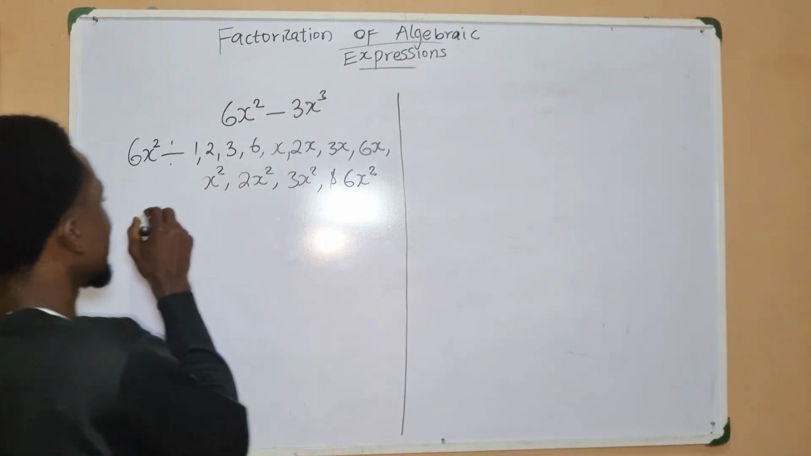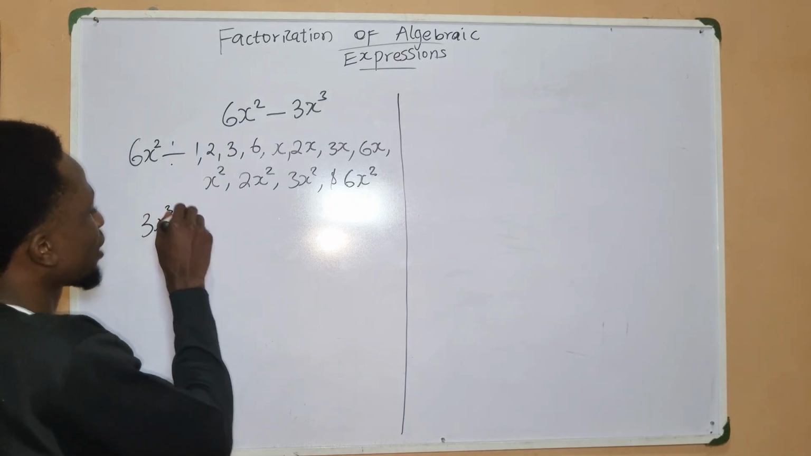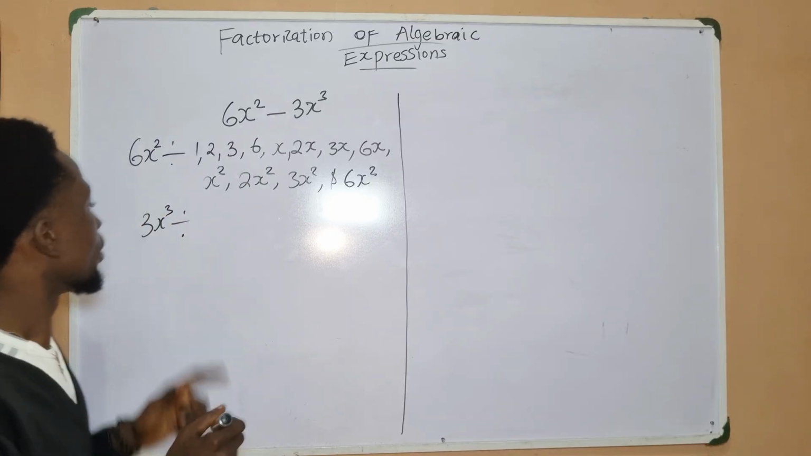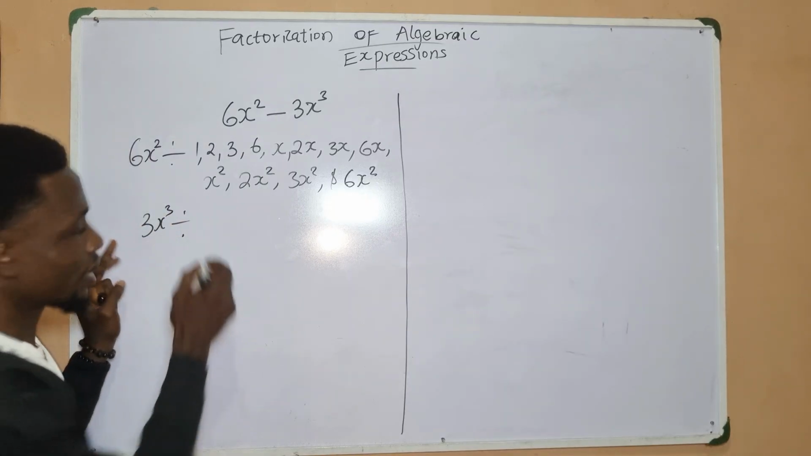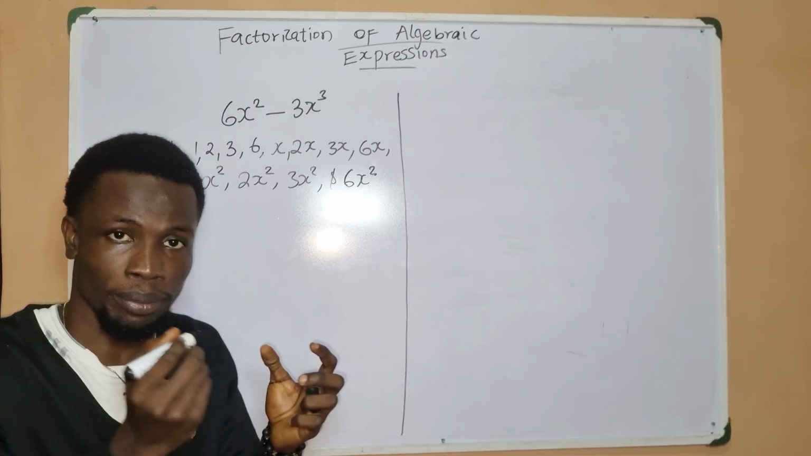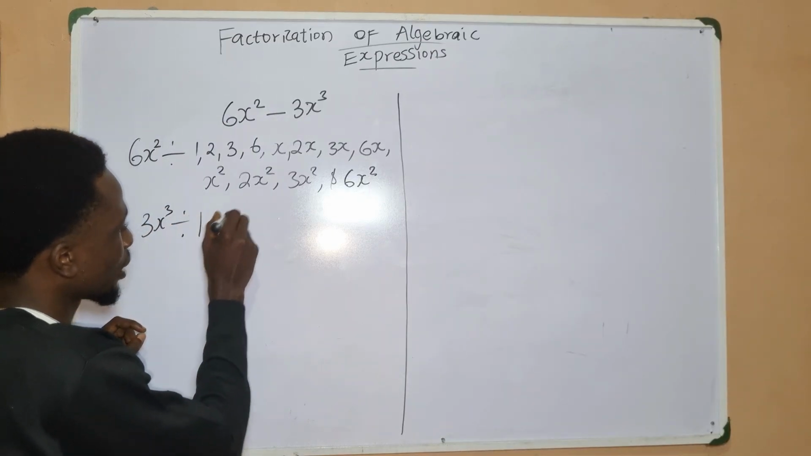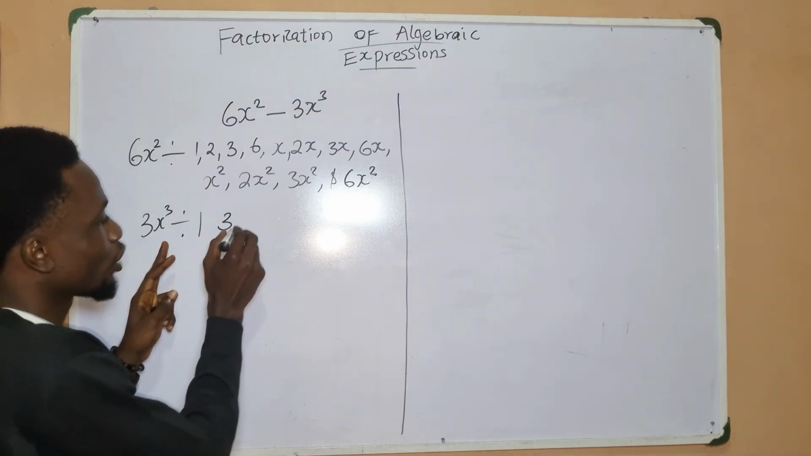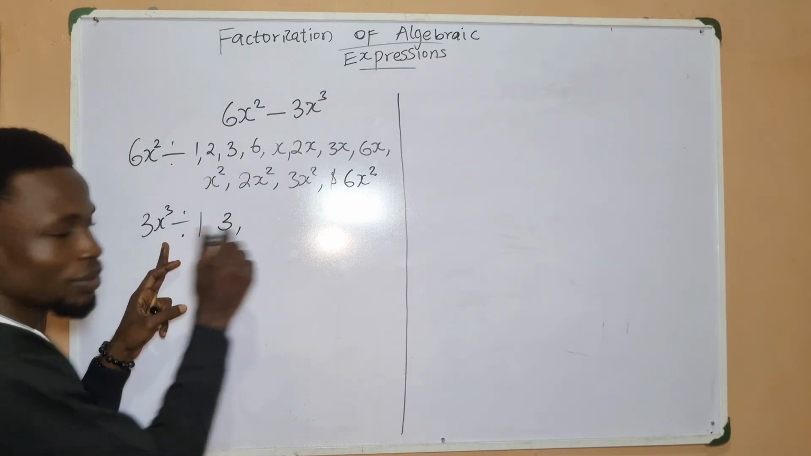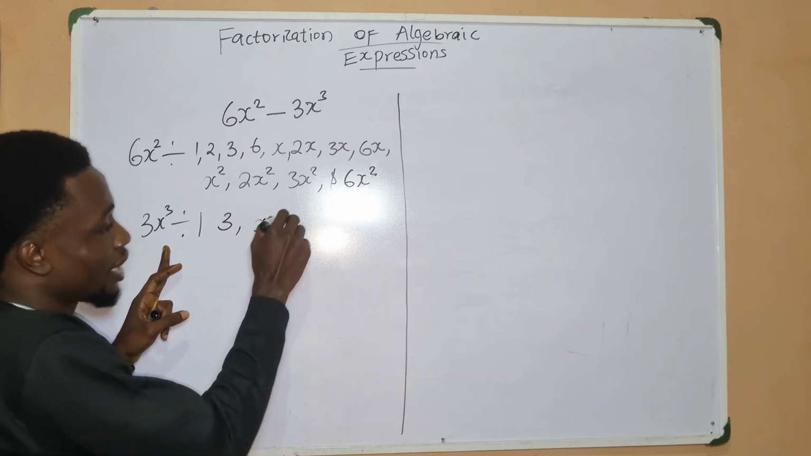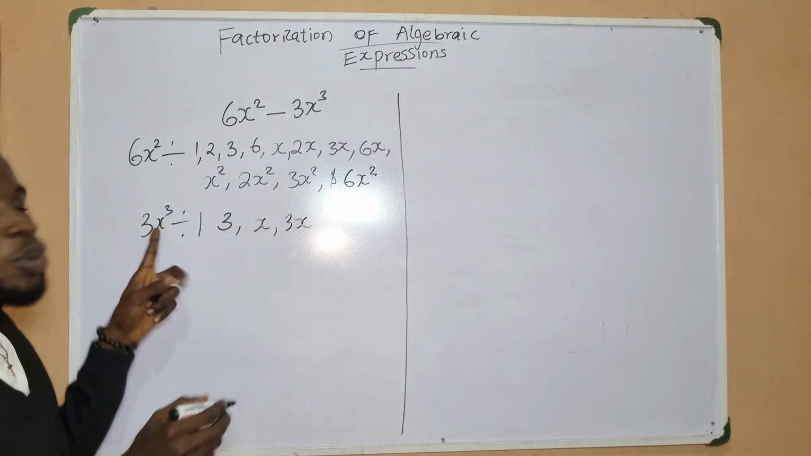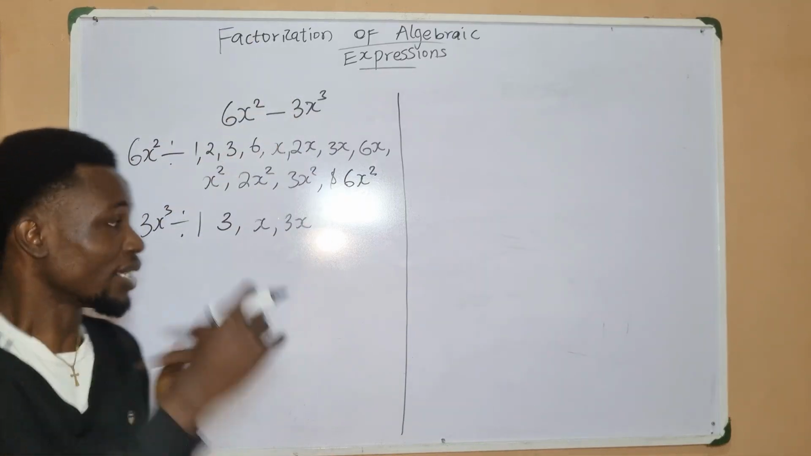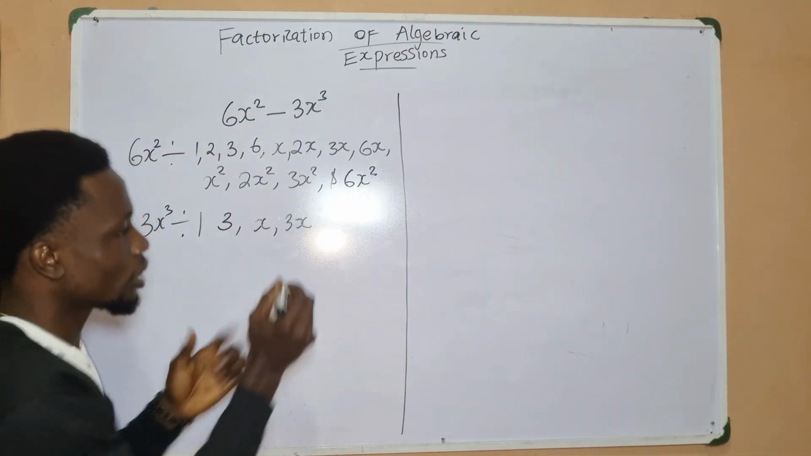Now, over to 3x cubed. Let's find the factors of this algebraic term. First, find the factors of 3. As you know, 3 is a prime number, so the factors of 3 are just 1 and 3. Then we replicate it with respect to the variable. In place of 1, we're going to have x. In place of 3, we're going to have 3x. Then, because we have x to the power of 3, we do the same for x squared and x cubed. Look at what I mean.